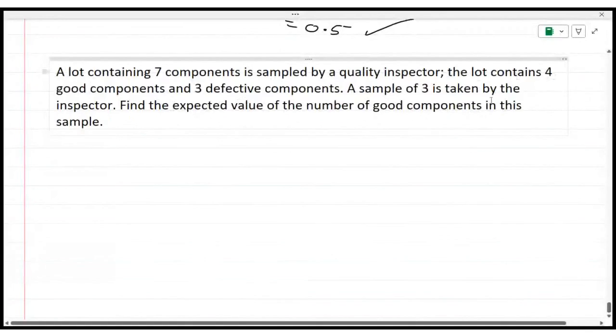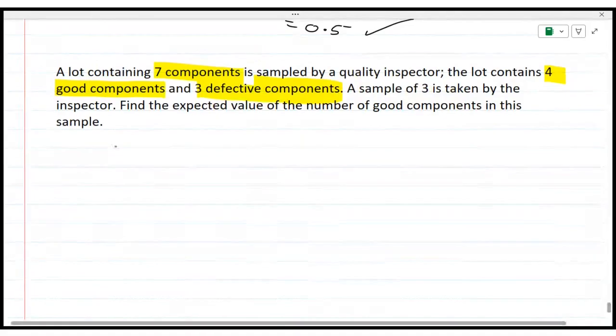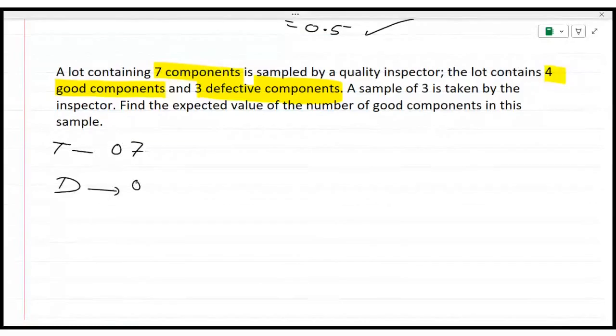The lot contains 4 good components and 3 defective components. So in total there are 7 components, and out of 7, 4 are good components and 3 are defective components. A sample of 3 is taken by the inspector. So out of the 7 total, defective are 3 and good are 4.